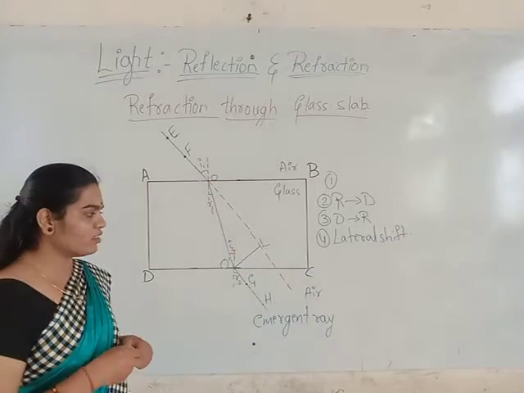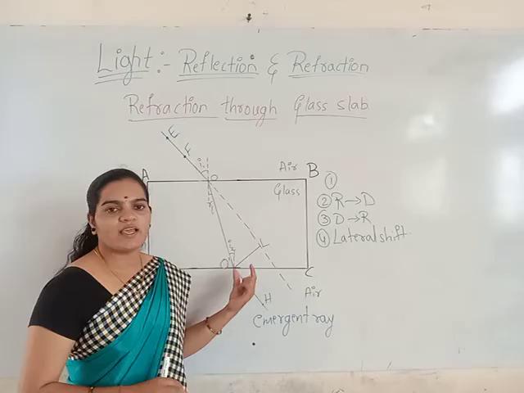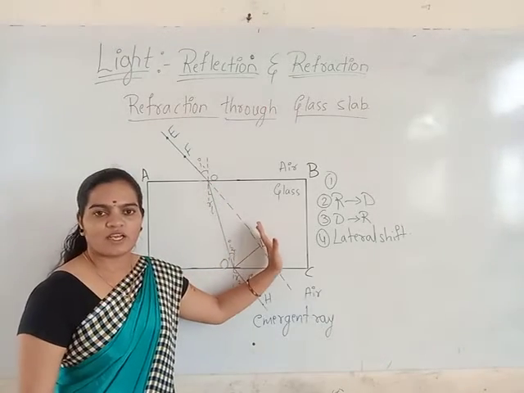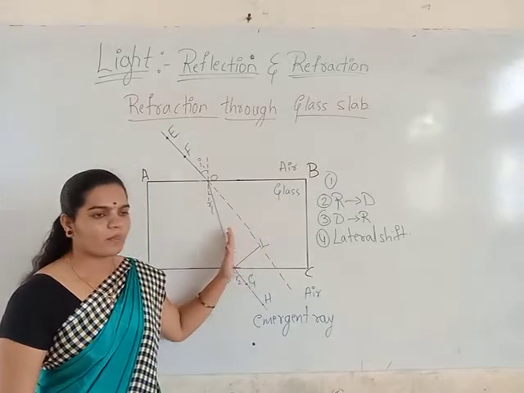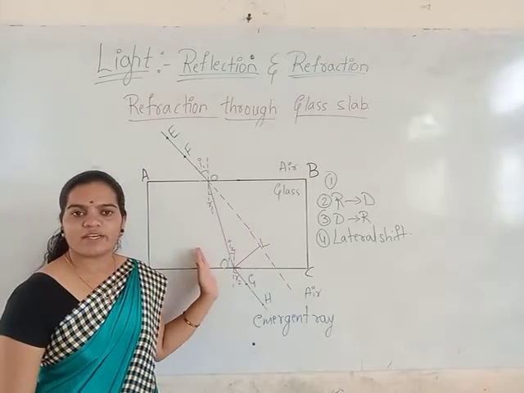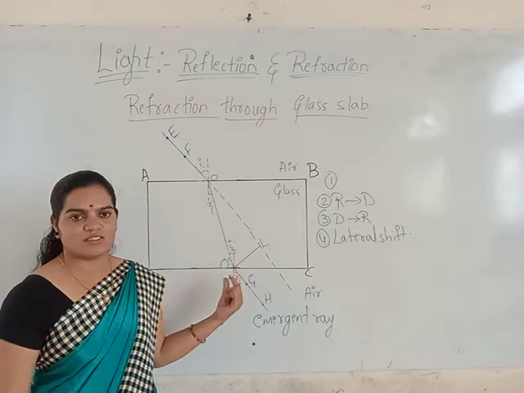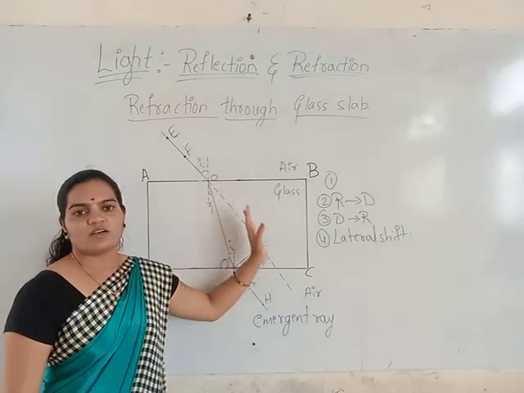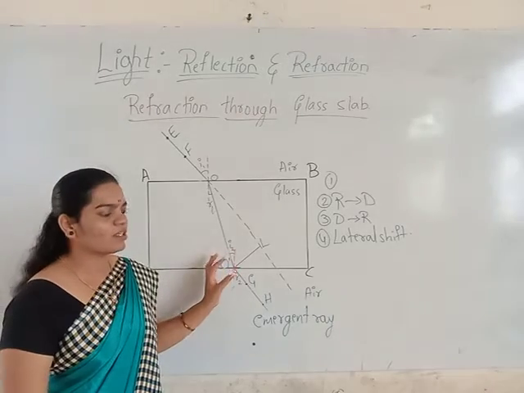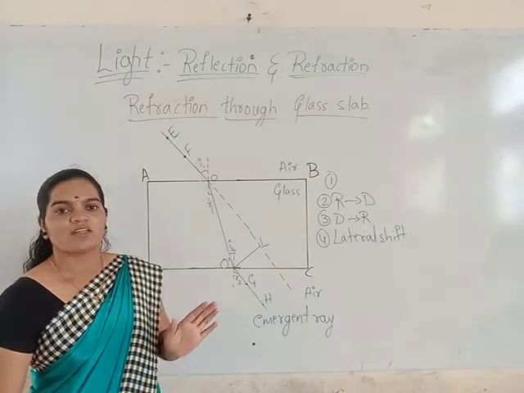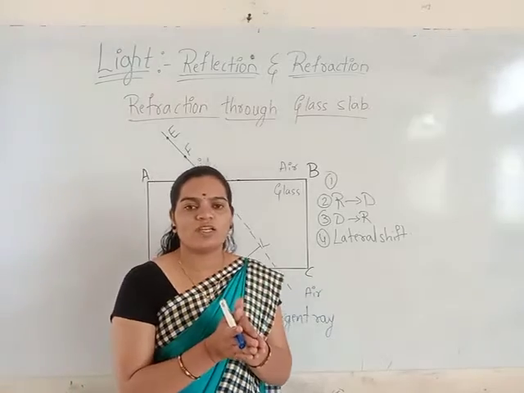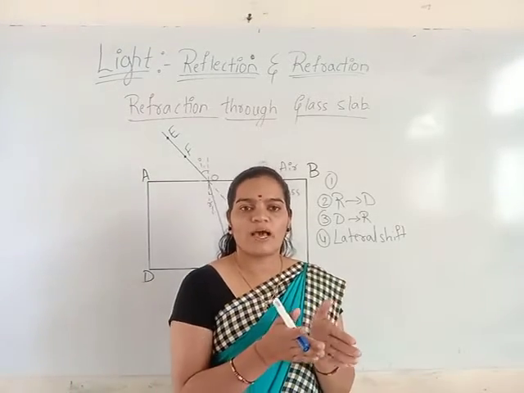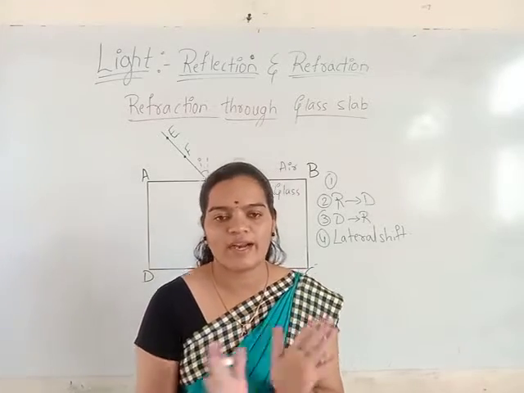What do you mean by the lateral shift here? It is the distance between the original path of the incident ray and the refracted ray over there. It is a perpendicular distance which we are able to see from O dash to the dotted line here. That is nothing but what we call the lateral shift. How much the incident ray has shifted from its original path, that distance we call it as what? Lateral shift.